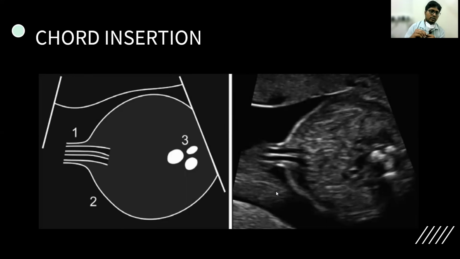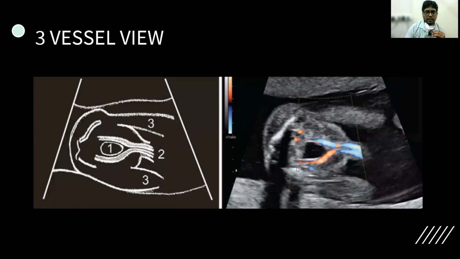The last thing is the cord insertion and the 3-vessel view, through which we can confirm that there is a normal cord structure. Now, the cord insertion is very important because you can have some umbilical hernia in the form of omphalocele or gastroschisis. So this view is very important. And the last one is the 3-vessel view, where the umbilical cord, after it enters the abdomen, goes inferiorly.